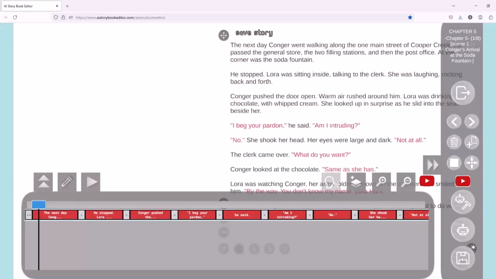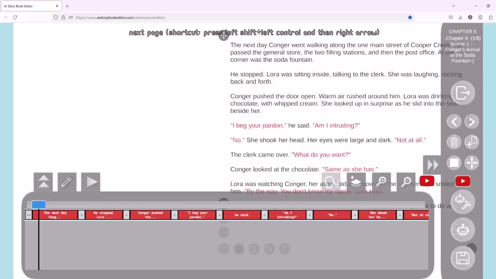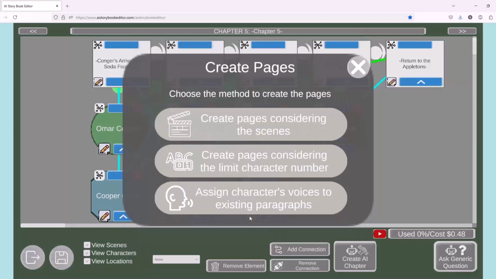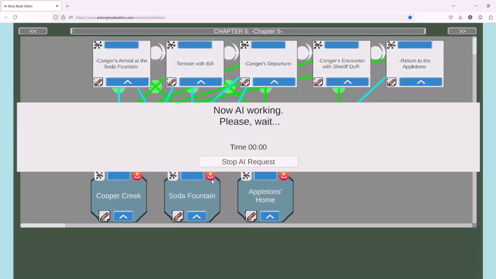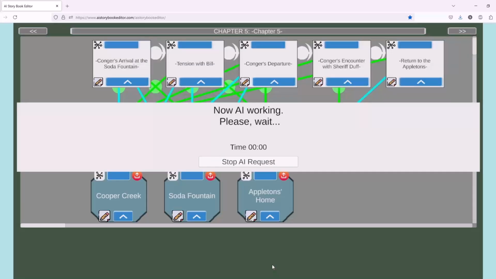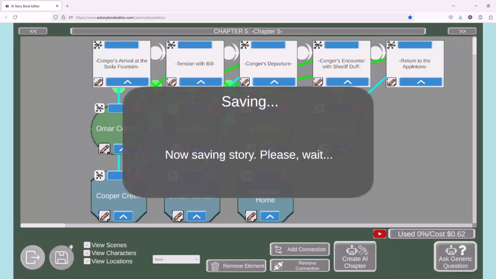Okay, so that's for chapter 4. Let's save the progress and do the next chapter, chapter 5. Let's calculate the voice dialogue assignation. Let's save and review chapter 5.